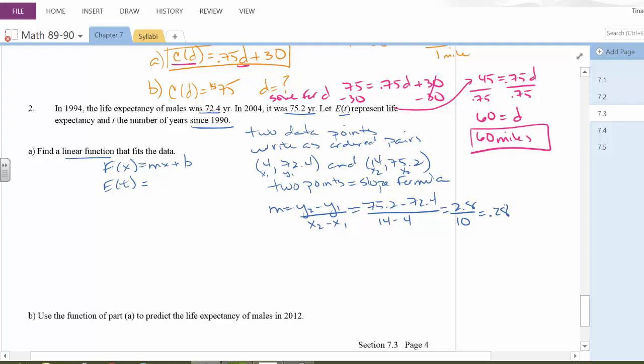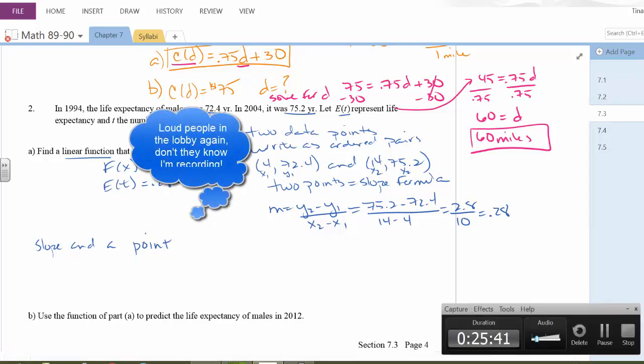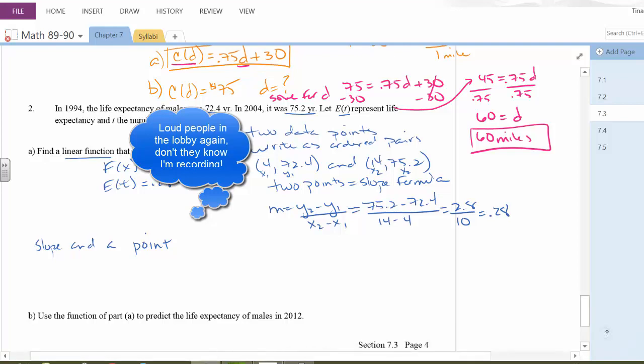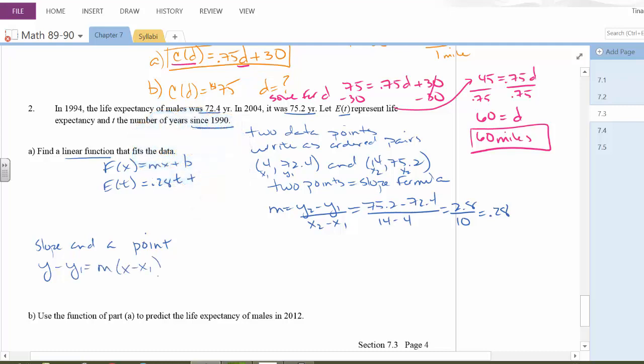So that's my slope. I know my slope is 0.28, and notice t is the variable here because it's e of t. So now I just need to know the y-intercept. How do I find the y-intercept? Well, now I have a slope and a point. So I'm going to use the point-slope formula. We use the formula y minus y1 equals m times x minus x1. This is the point-slope formula.